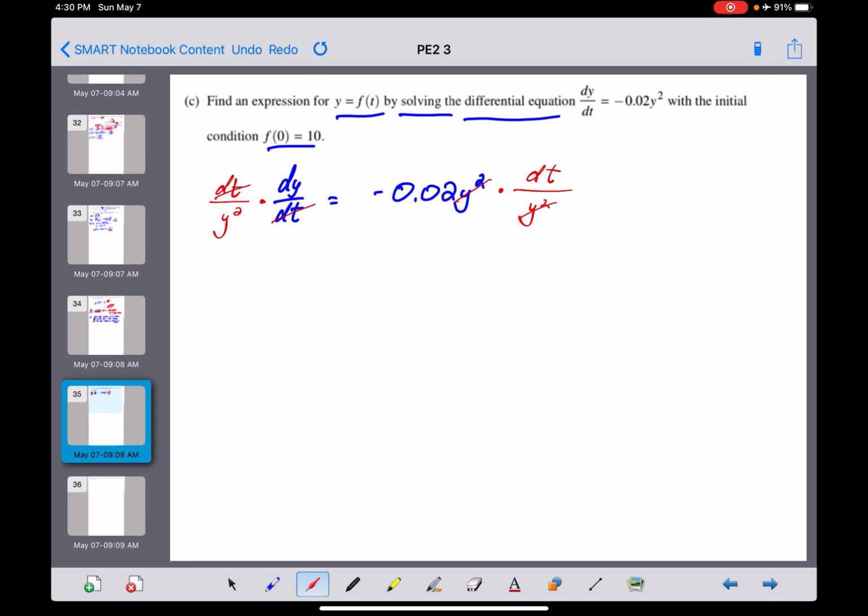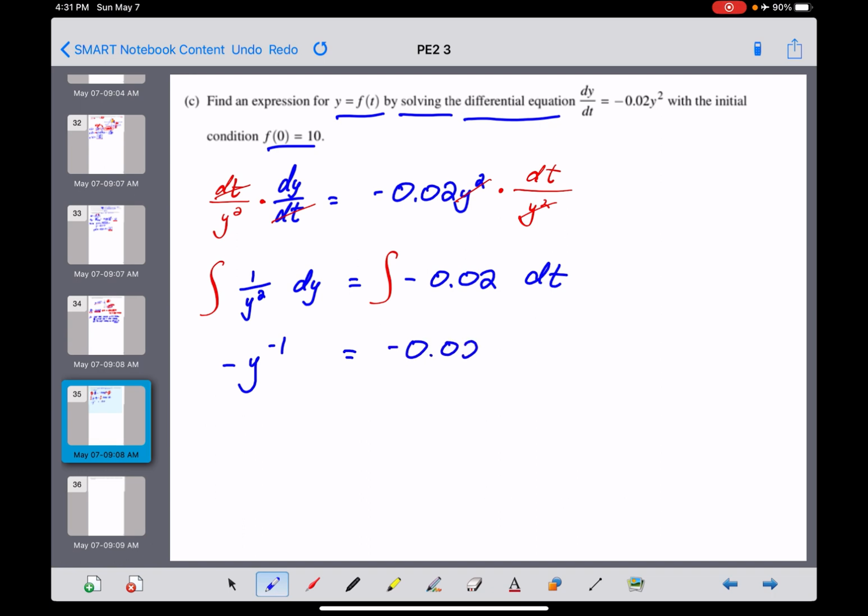The dt's are going to cancel on the left, and we end up with 1 over y squared dy is equal to negative 0.02 and then a dt at the end of all that. So there's our separation of variables, and we'll go ahead now and anti-differentiate both sides. Now this left side we should probably think of as y to the negative second. So its antiderivative becomes negative y to the negative first power. The right side is a constant, so it just has a linear antiderivative, negative 0.02t and a plus c.